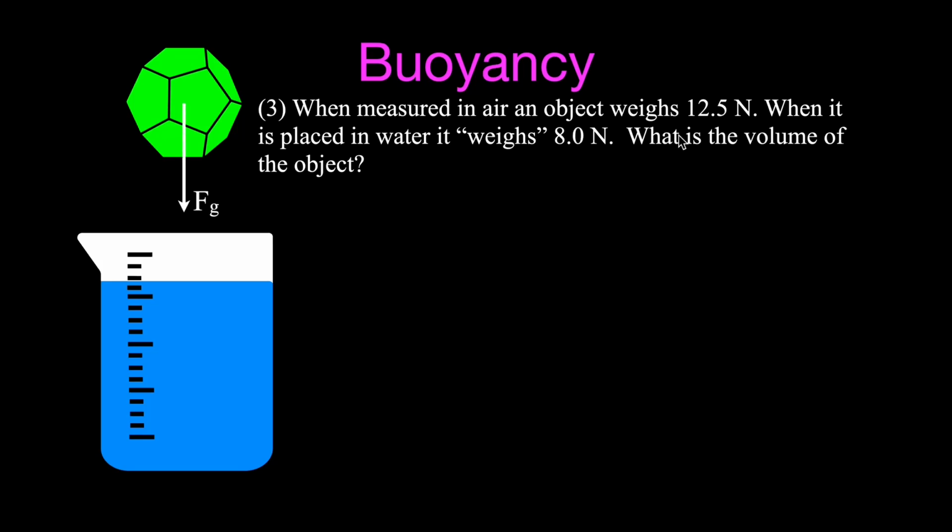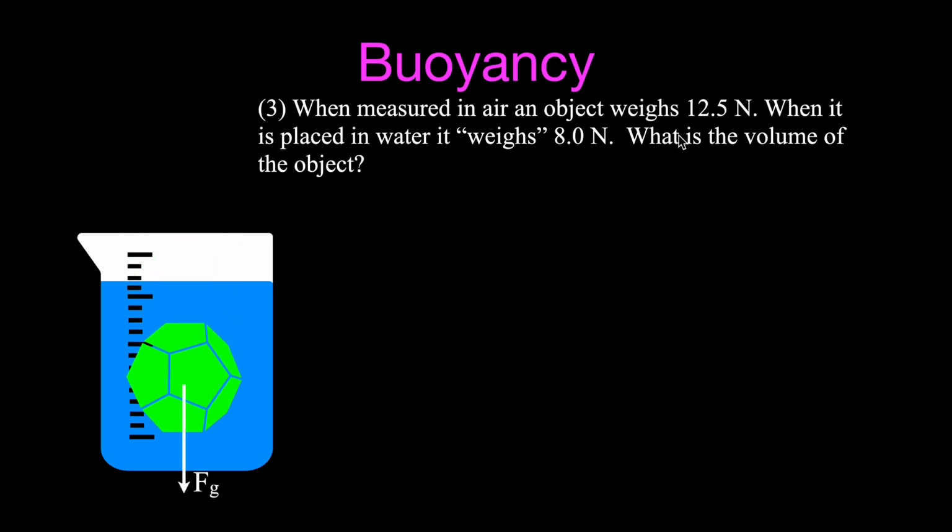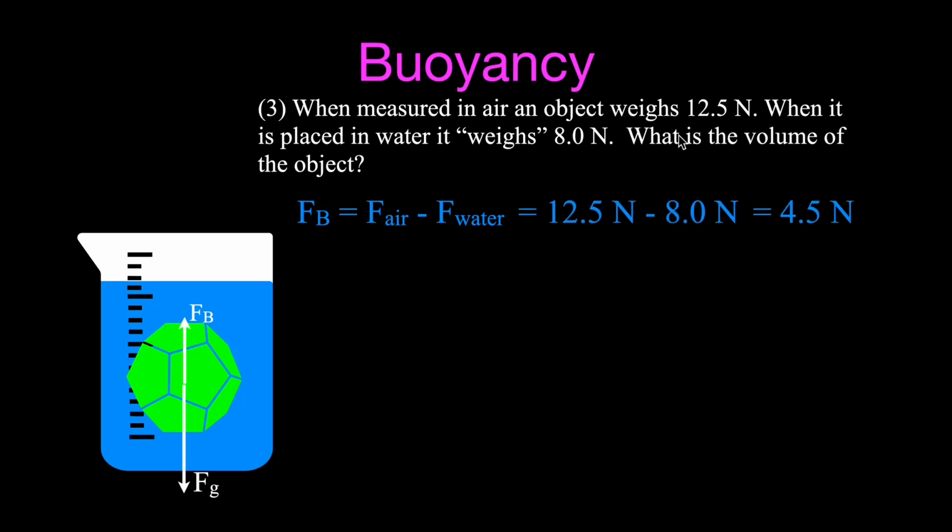Okay, everything has a weight on Earth. When we put it into water, it still has that weight, but we say it doesn't weigh the same because there's the buoyant force which pushes it up in the opposite direction. Now, the buoyant force is the force in air minus the force in water, and therefore the buoyant force is 4.5 newtons. We can just subtract those two. We don't need to use the other buoyant force equation.